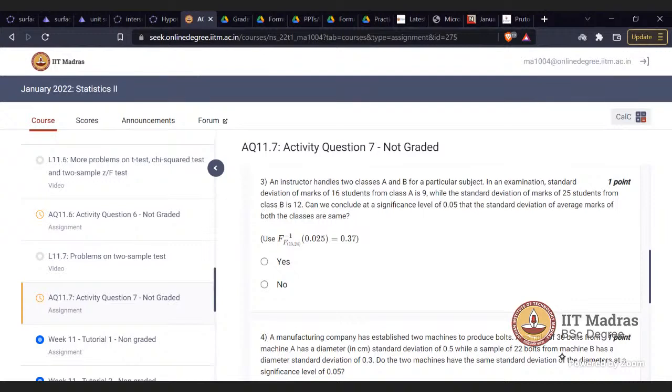Can you tell me what is a null and what is alternative? Unless you understand what the null is and what the alternative is, it is difficult to reach a conclusion.